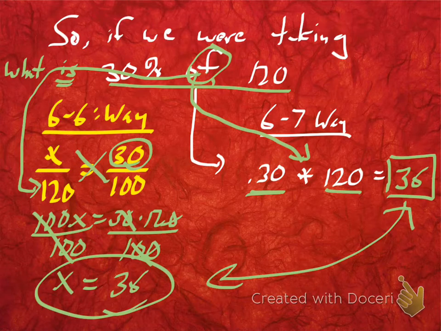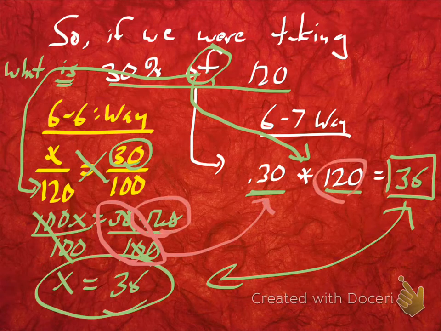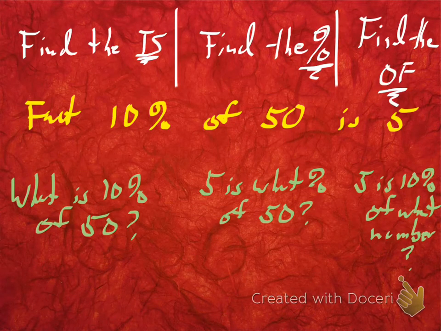And really, mathematically, doing 30 divided by 100 is the same as 0.30. Look right here. We had 30 over 100, didn't we? Isn't that the same thing as 0.30? And then we're multiplying by what? 120. So mathematically, like I promised, we're really doing the exact same thing. Just simple. Now, let's go back to that problem that we had yesterday.